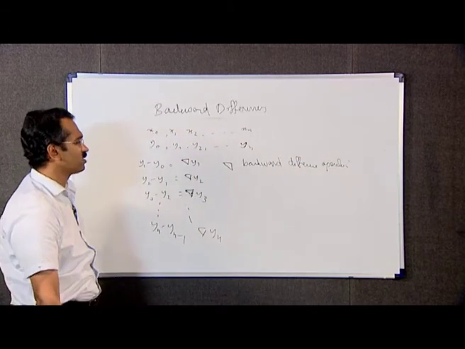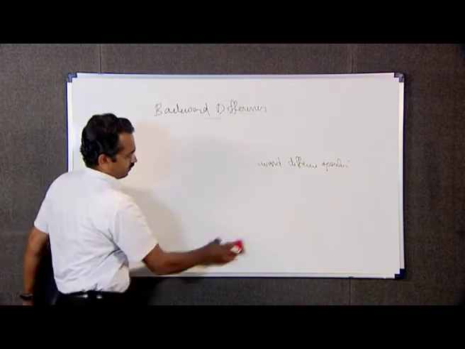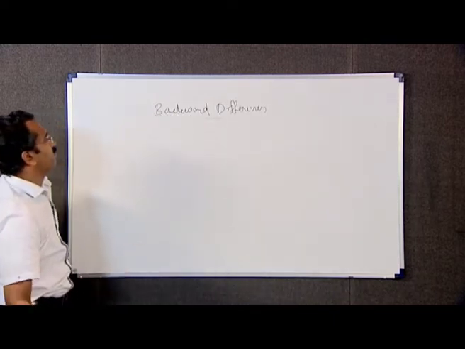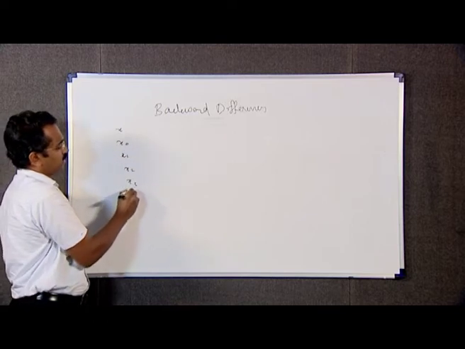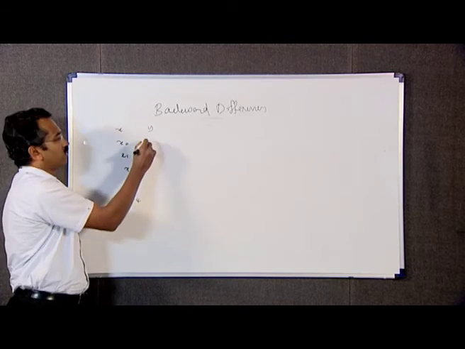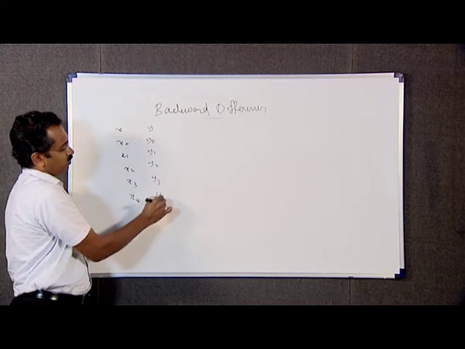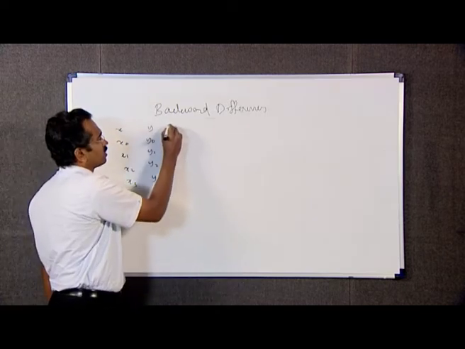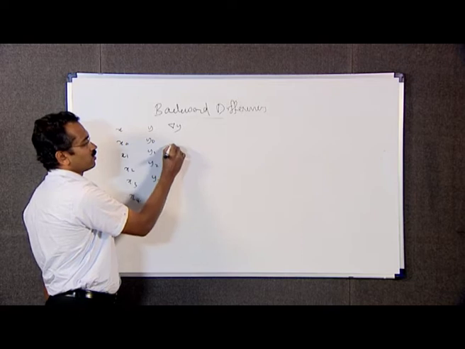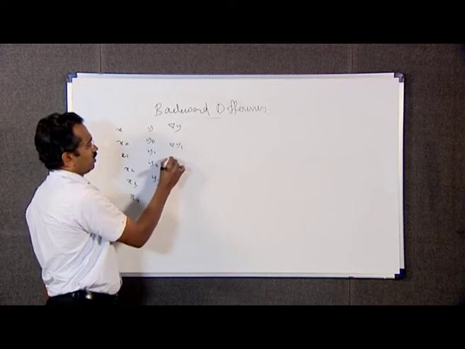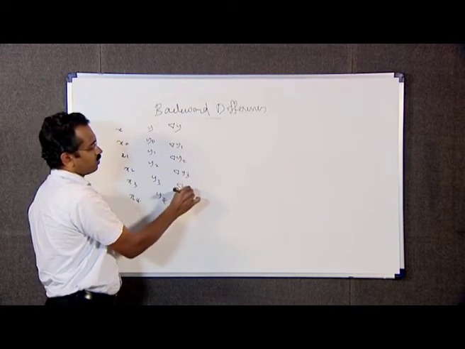The backward difference table is given by: let the values of x be x naught, x1, x2, x3 and x4. The corresponding y values are y naught, y1, y2, y3 and y4. The first backward differences are del y, that is y1 minus y naught, that is del y1, del y2, del y3, del y4.